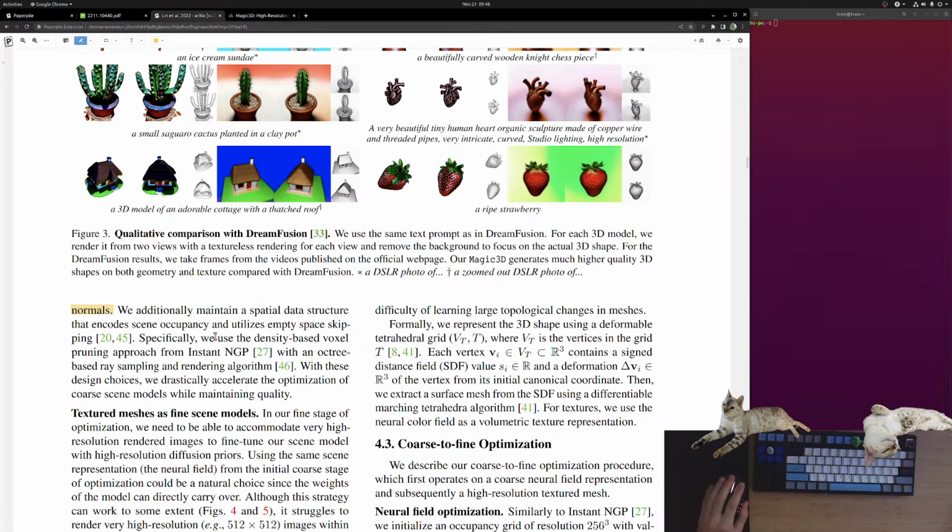We additionally maintain a spatial data structure that encodes the scene occupancy and utilizes empty space skipping, and density-based voxel pruning.